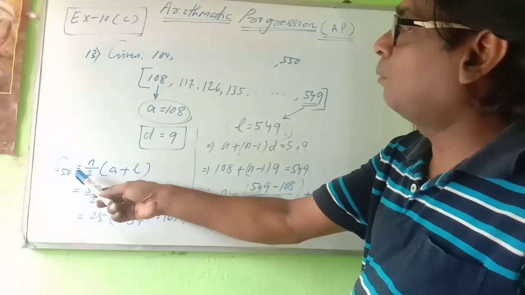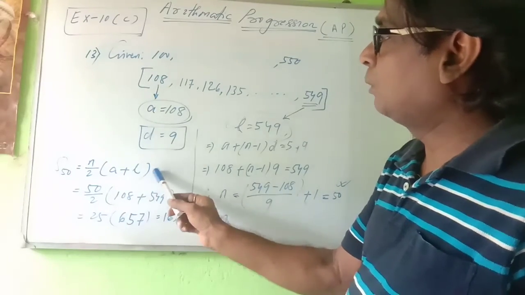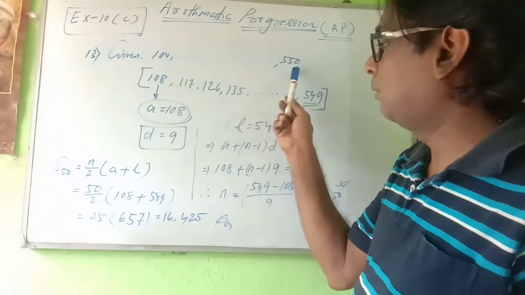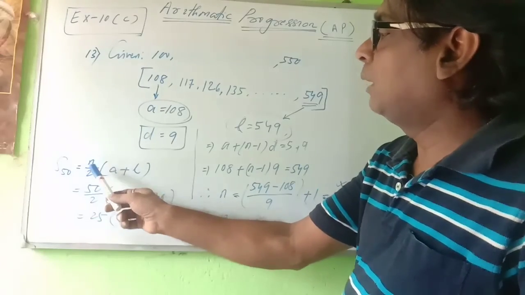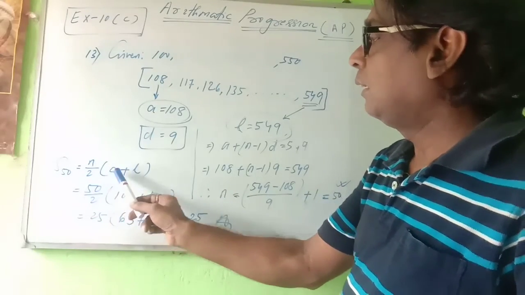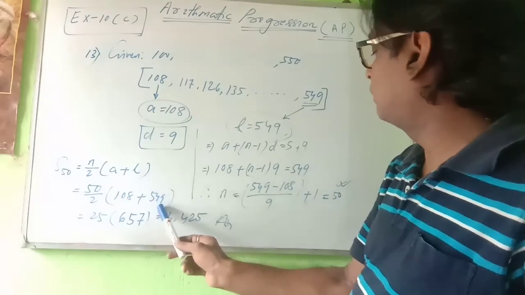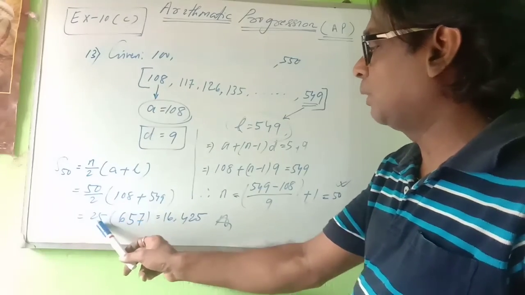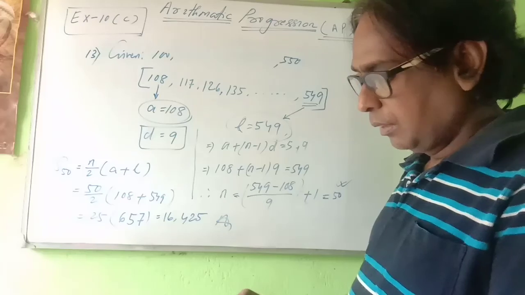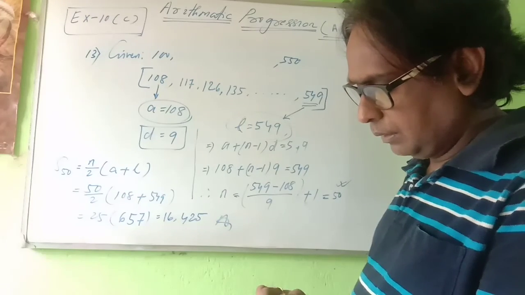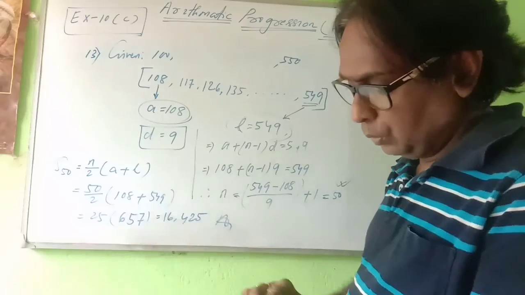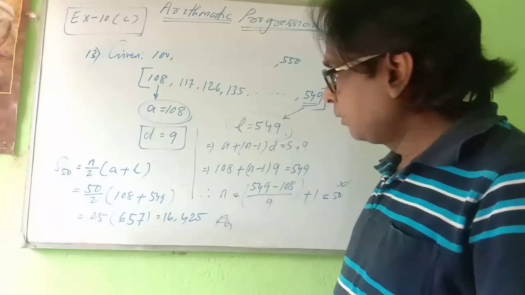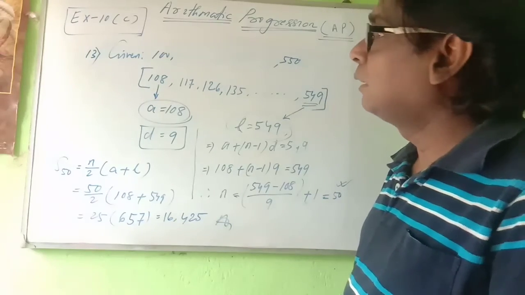Next you have to find the sum of 50 terms, because the question asks for the sum of the numbers which are divisible by 9 between 100 and 550. As per the formula, Sn equals n by 2 times a plus l. Here n is 50, a is the first term 108, and the last term is 549. Putting in the values, the addition is 657, multiplying by 25, the result coming is 16,425. I hope you are able to understand the process of solving.